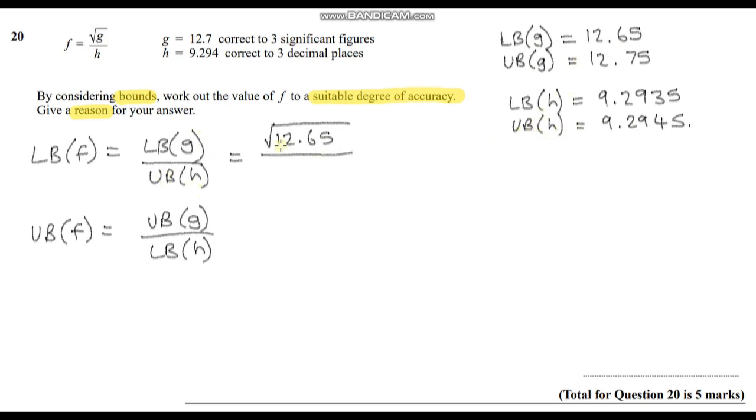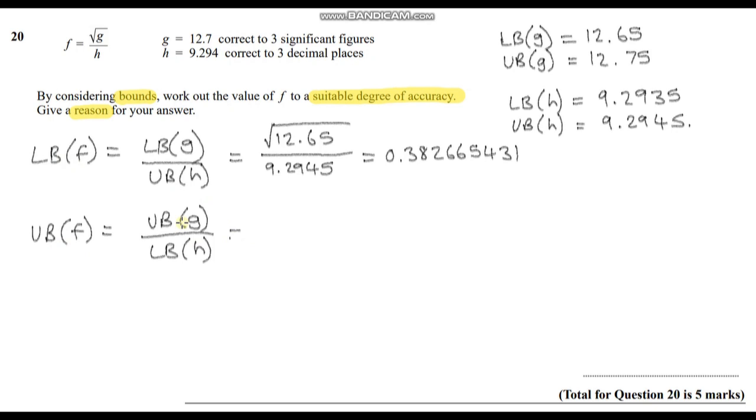Well, the upper bound of h is 9.2945. So let's get our calculator out. So square root of 12.65 over 9.2945, and that gives us 0.382. I'm going to write down everything. 665,431. So that is the lower bound of f.